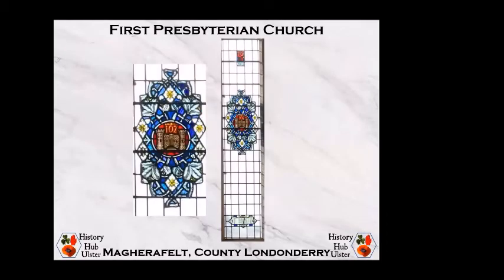So we're going to look at each of the panels. The first panel features at the top a red dragon with the year 1914 underneath it. Below that is an unidentified insignia. So far I haven't been able to determine whether it's a reference to a regiment or whether it's a coat of arms of a family.